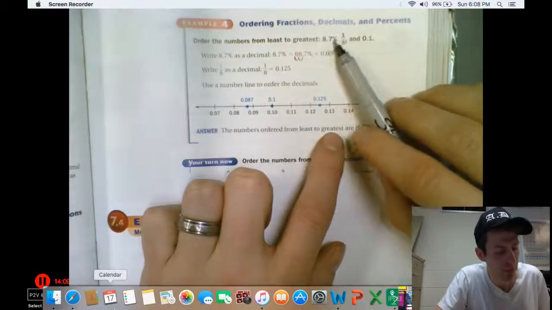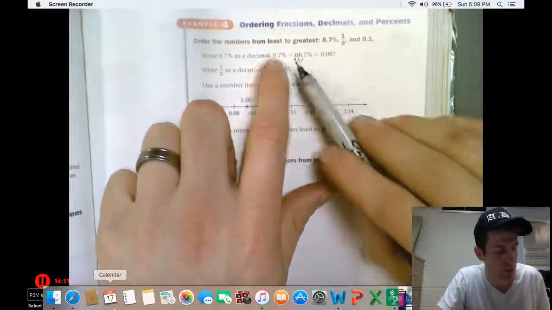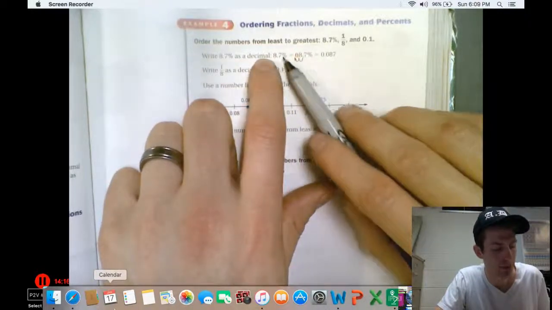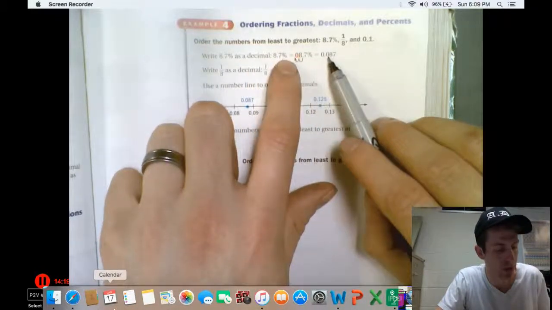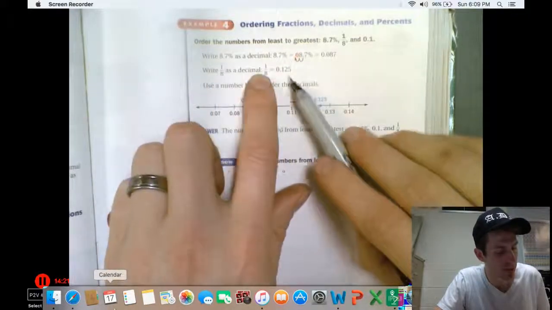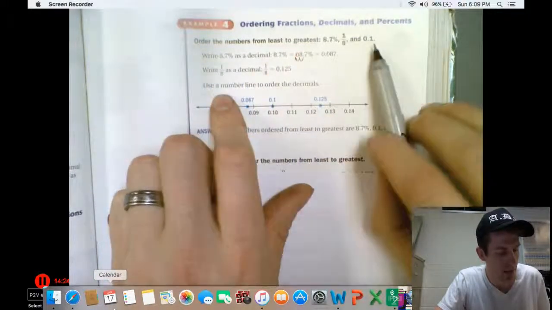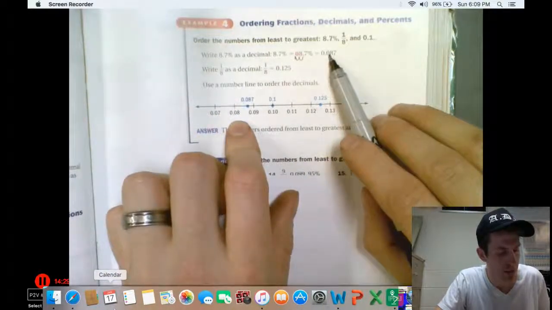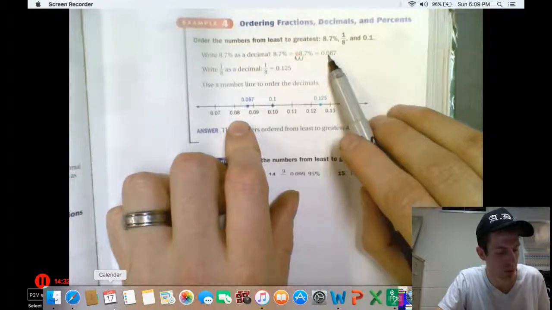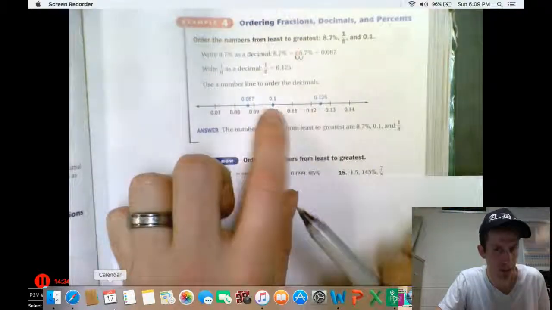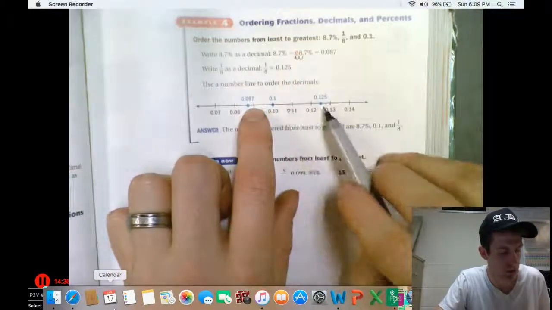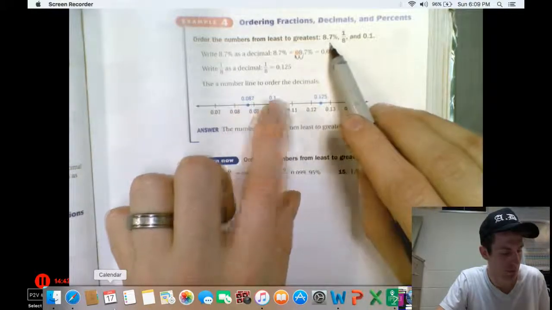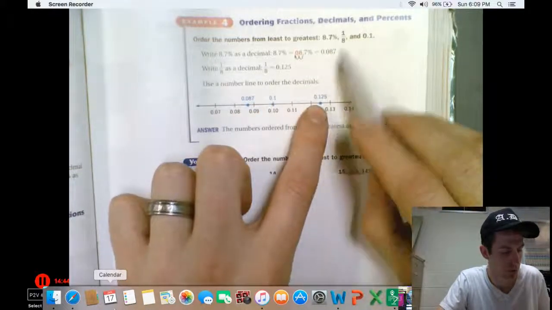So let's see, 8.7%, let's write that as a decimal. Do we go right or do we go left? We go left. Percent to decimal, go left. So we've got 0.087. 1/8 as a decimal is 0.125, and this one's already a decimal. So here's 0.1. Here's 0.087, which is less than 0.1. So that's over here. And then 0.125 is more than 0.1. So there is our order. That was the 8.7%. This was the 0.1, and this one was the 1/8.